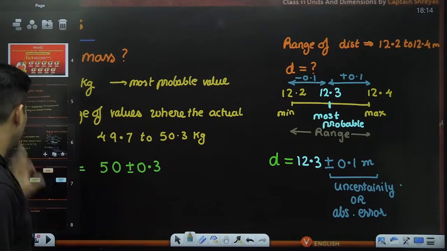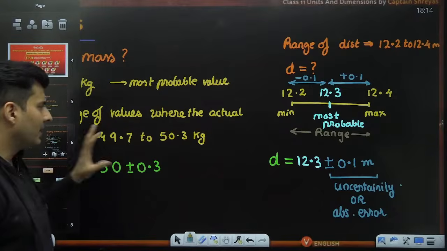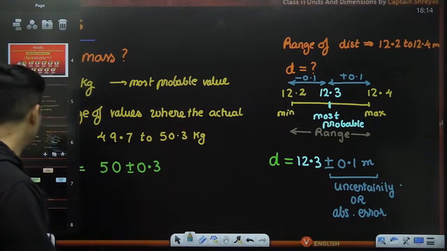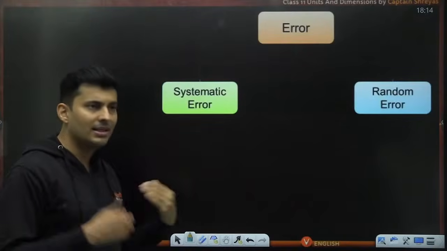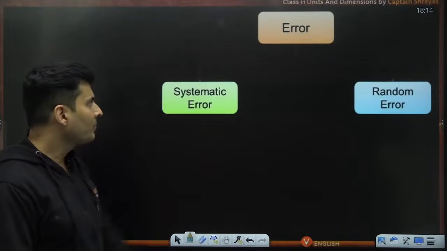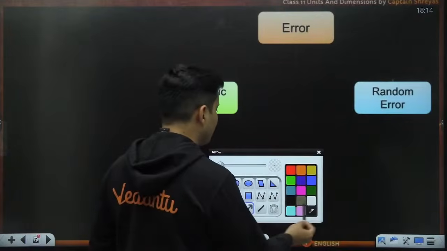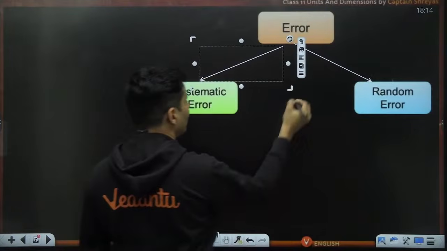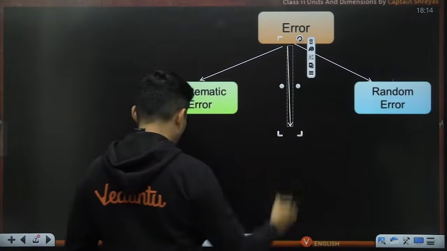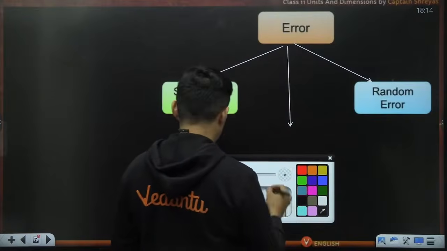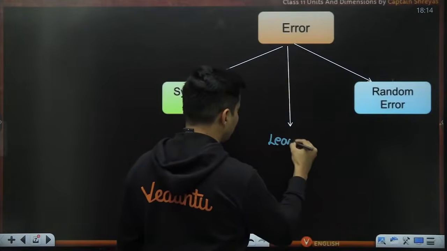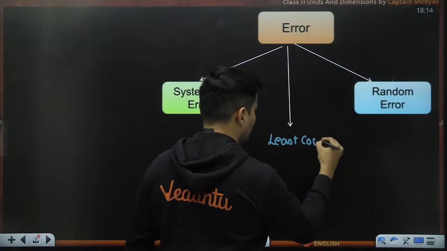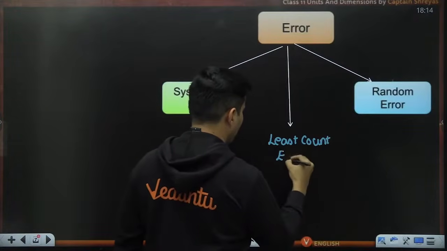So now that we understood how errors are represented with a most probable value plus or minus some uncertainty in the measurement, are there different kinds of errors around us? Definitely. Errors can be of different kinds. First is a random error. Second is a systematic error. And then we are also going to talk about something called the least count error.